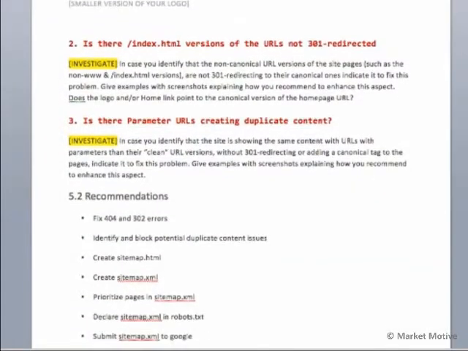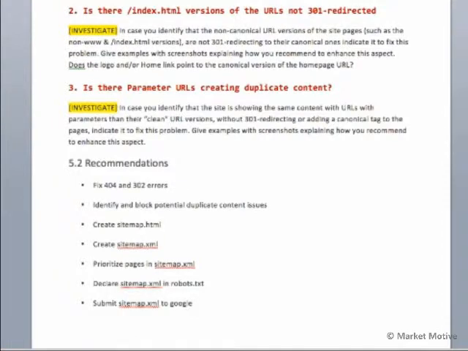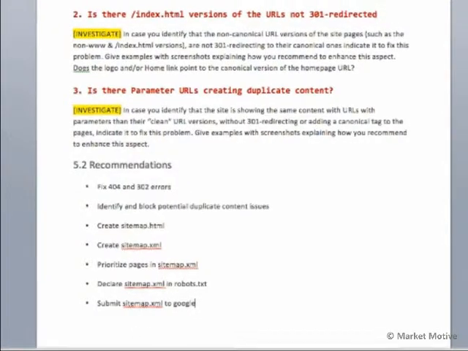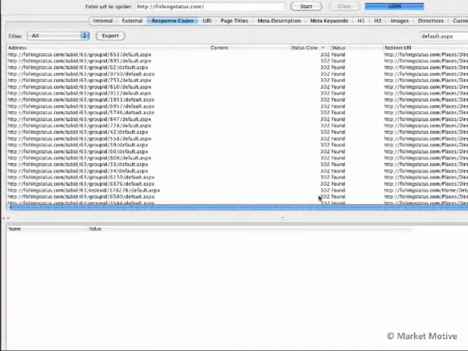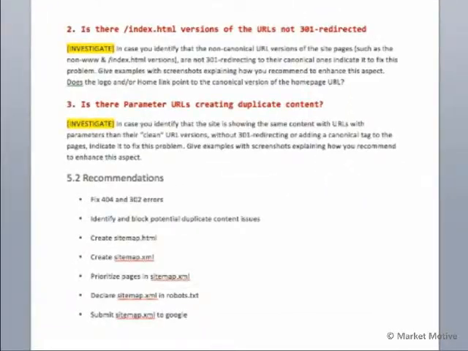For the recommendations that I would make in this section, the positive outcomes here would be to fix the 404 and 302 errors that we identified with Screaming Frog. There are lots of 302 errors. They're being redirected. If they're going to be redirected, they need to be a permanent 301. And then we'll fix that. We'll identify and block potential duplicate content issues. This is kind of beyond the scope of this, but there are lots of videos available and information about duplicate content, so you can identify what's going on and what's creating those 500,000 URLs.